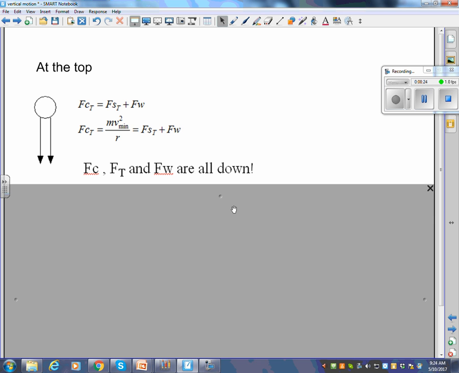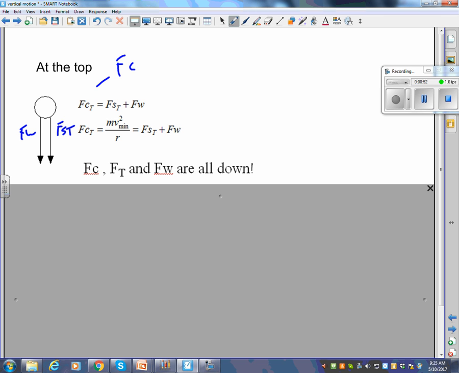Okay, so at the top, FCT, the total centripetal force. Stay with me here, Sean. The total centripetal force, FCT, is the string force, FST, plus FW. This is FW, and this is the string force at the top. Right? And those two things combine together to give us the centripetal force at the top.